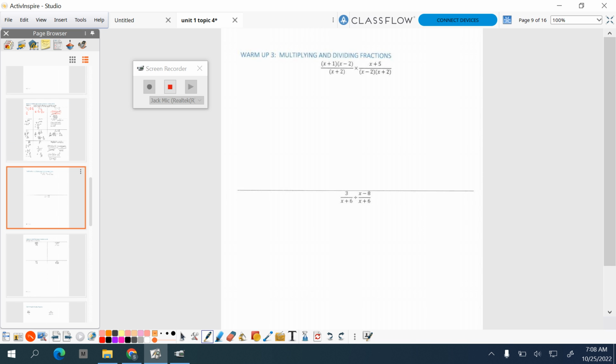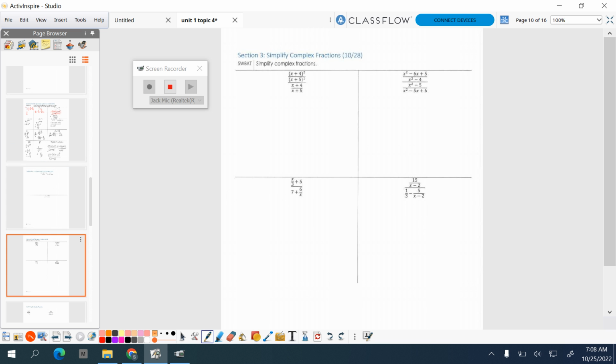Next class, we're going to have a warm-up and then work on simplifying some more fractions, complex fractions this time.